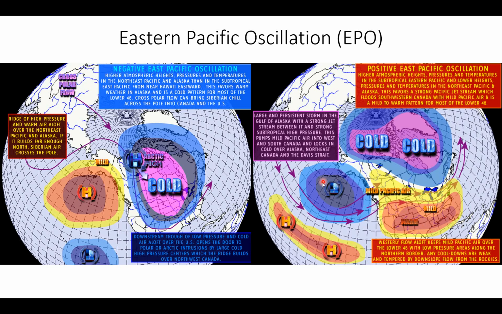And look at the northeastern Pacific pressure patterns now with a positive EPO. We have an upper level low, a closed low there in the Gulf of Alaska, and that's generally positioned to the north of upper level highs or ridging there around the Hawaiian Islands.